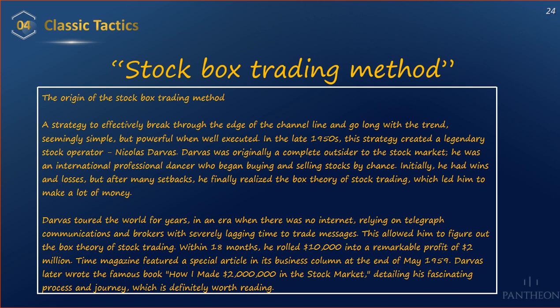Time magazine featured a special article in its business column at the end of May 1959. Darvas later wrote a famous book. The book name is How I Made $2 Million in the Stock Market, detailing his fascinating process and journey, which is definitely worth reading. As for myself, I highly recommend everyone to read this book in your free time. Then you will understand how he made so much money in 18 months. Okay? The process. Okay, let's move on.